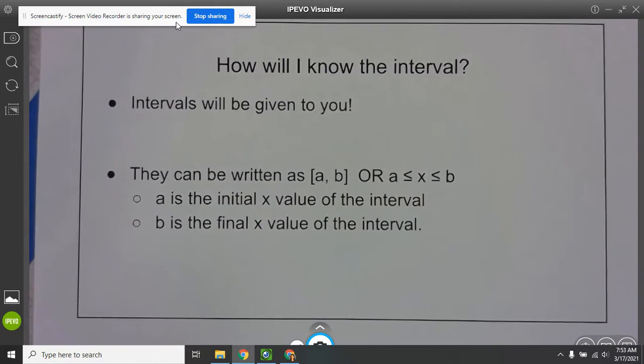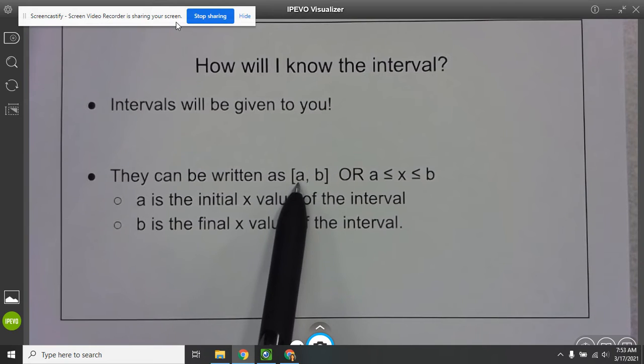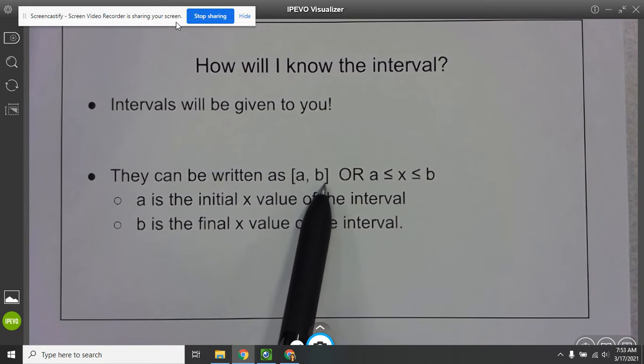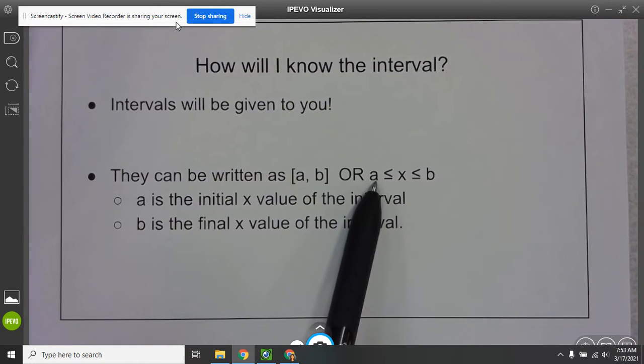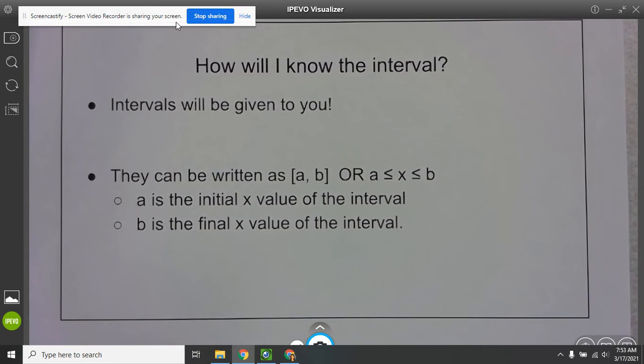And then we will know the interval because it's going to be given to us. They have to give us the interval. They're going to either write it like this with brackets, or they're going to write it in an inequality. You could see either one. They mean exactly the same thing. A is our left hand or our initial value. B is our right hand or our final value. And then we find the slope in between those 2 points.